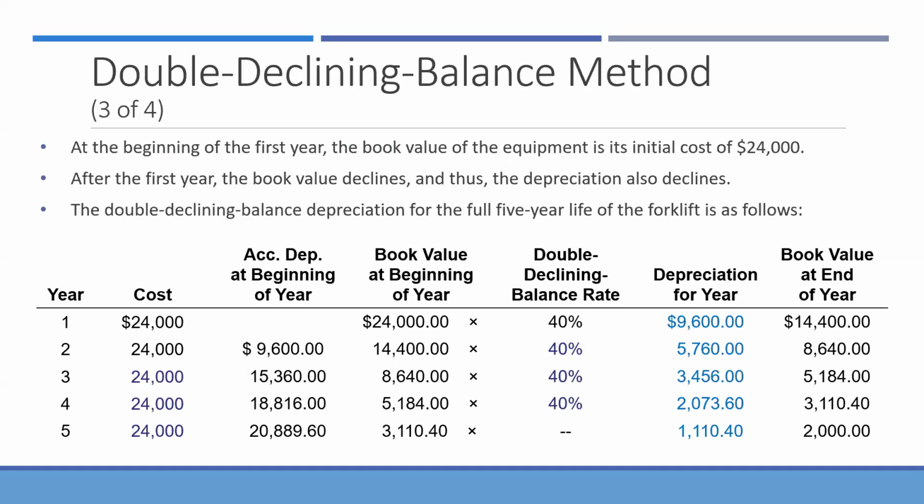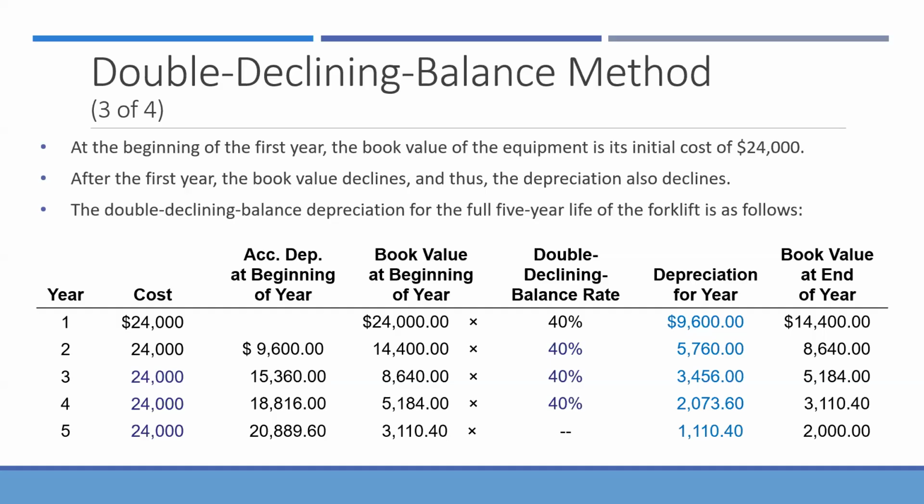And so we take 24,000 multiplied by 40% is 9,600 in the first year. And then in the second year, we take the 24,000 minus the 9,600 and we get our beginning book value for the asset. We multiply by 40% and we get 5,700. And then each year our depreciation gets less because we're taking 40% of a smaller amount. It's called double declining balance because we're taking double the rate, 40% instead of 20%.